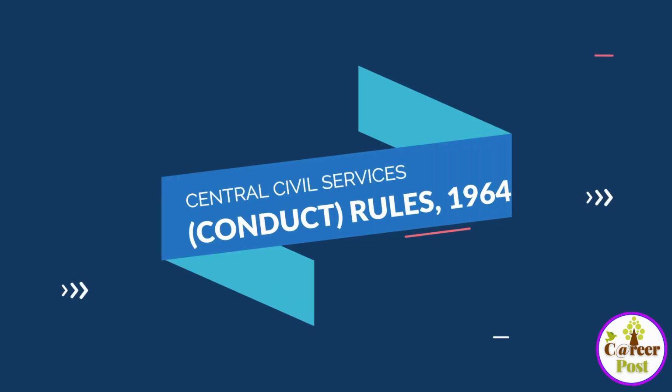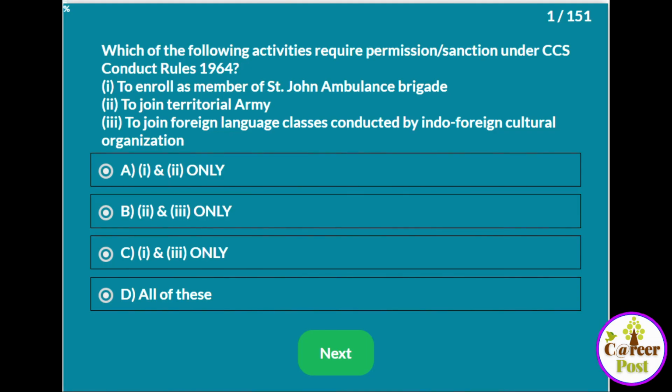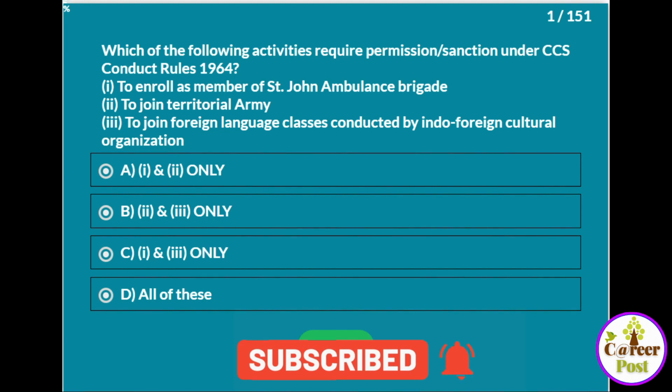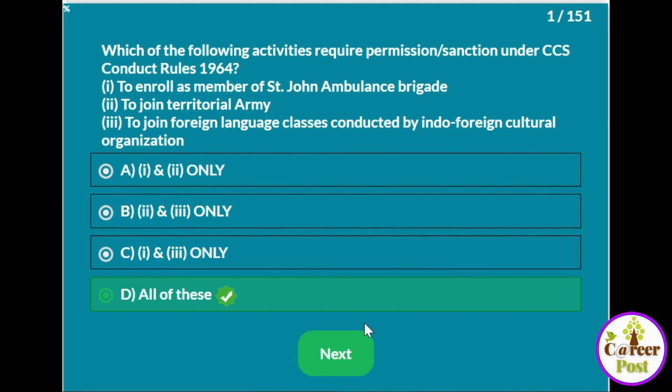CCS Conduct Rules 1964. Which of the following activities require permission, sanction under CCS Conduct Rules 1964? To enroll as a member of St. Johnson Ambulance Brigade, to join Territorial Army, to join foreign language classes conducted by Indo-Foreign Cultural Organization. Here the given options are A is 1 and 2, B is 2 and 3, C is 1 and 3, and D is all of these. The answer is all of these.